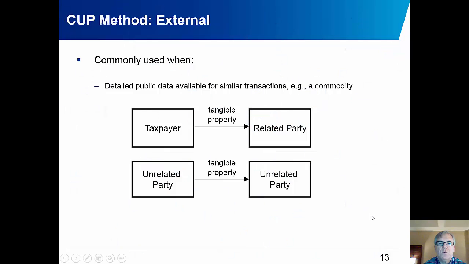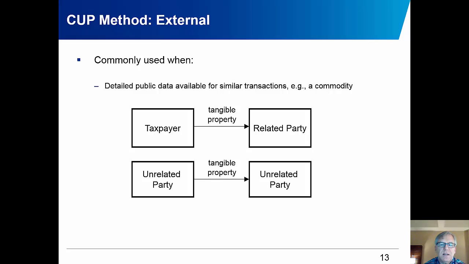So to talk about what I mean by an external comparable, in the comparable uncontrolled price method, or CUP, we're looking at the price of a transaction that might be used as a reference point for a related party transaction. So there are certain areas of the economy where there's a lot of detailed, publicly available data about the pricing for things, especially when they're very commodity oriented.